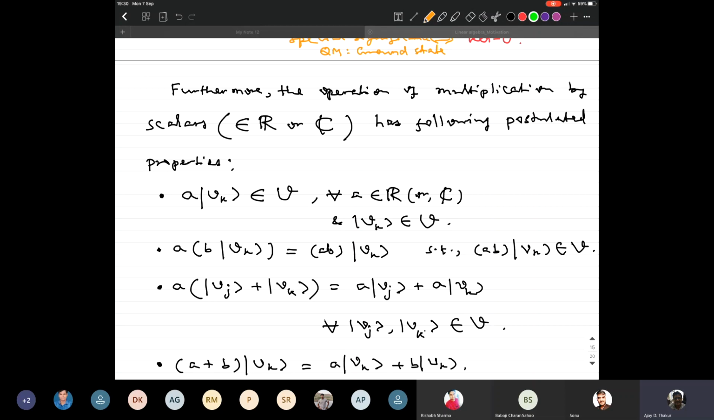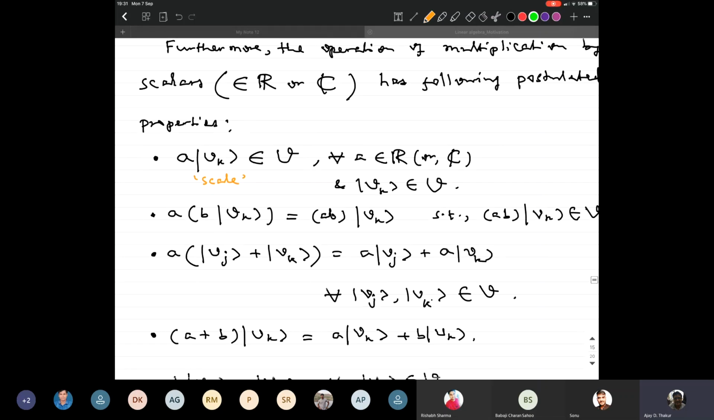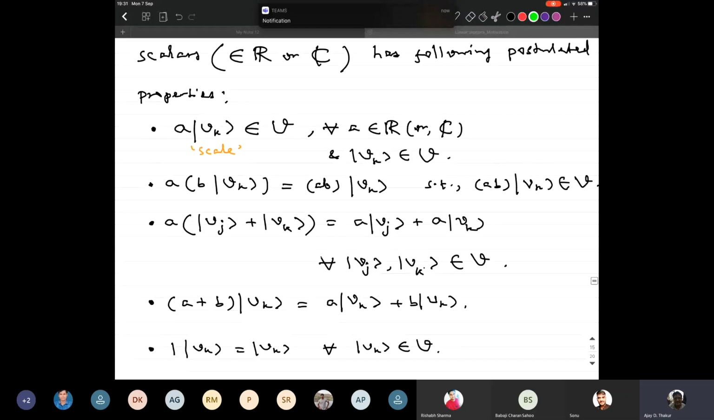Okay, so that is very important. This is basically telling us that there is a scaling. The ket vk is scaled by factor a, and a need not be purely real, a can also be complex. We'll come across examples later on where these complex a's have a physical significance. Similarly, a times b times vk can also be written as ab times ket vk.